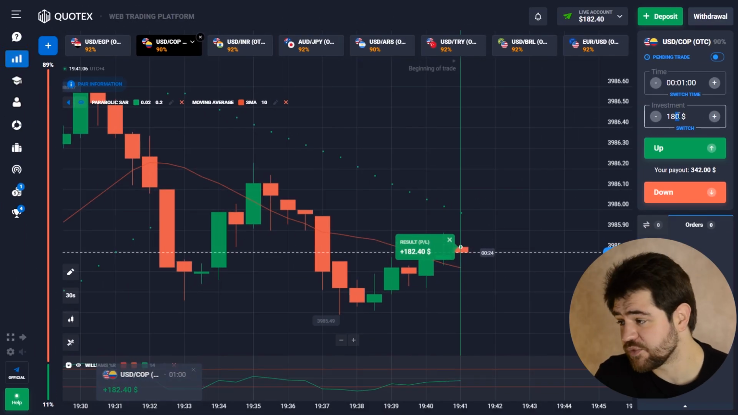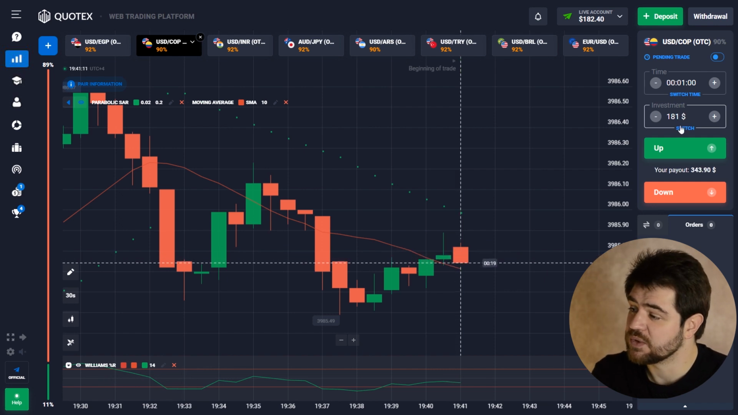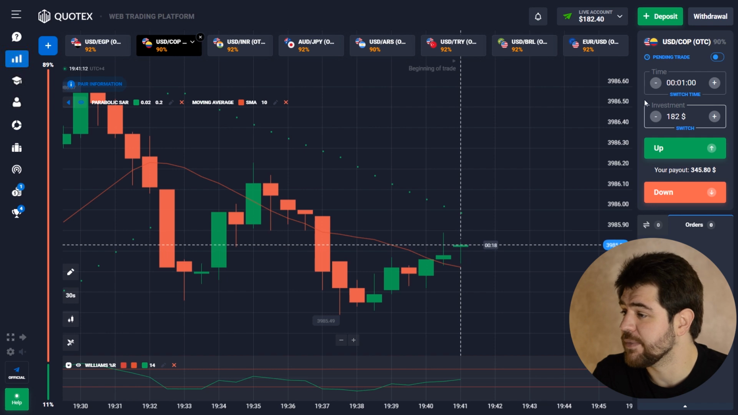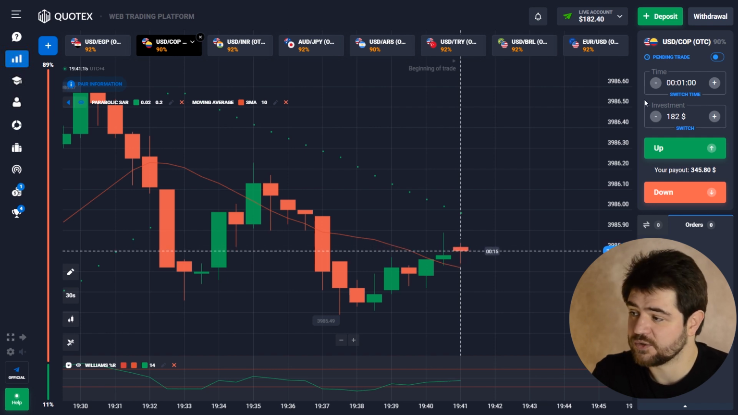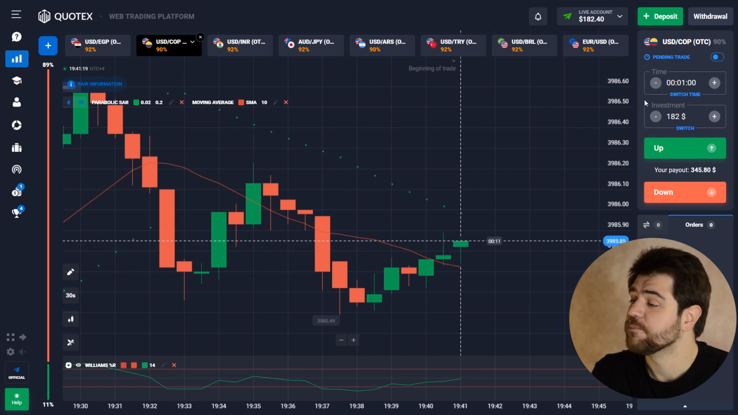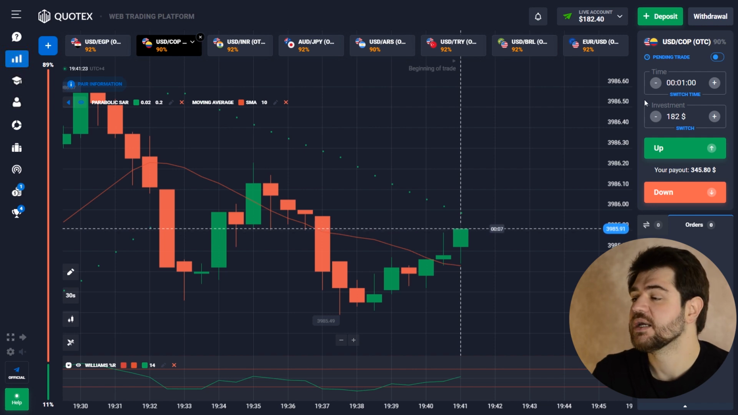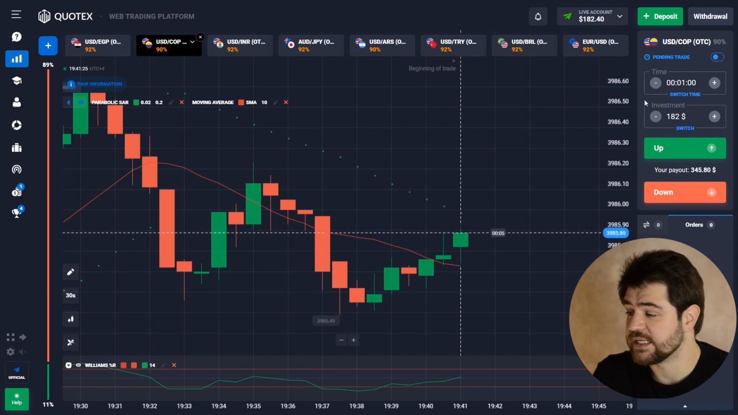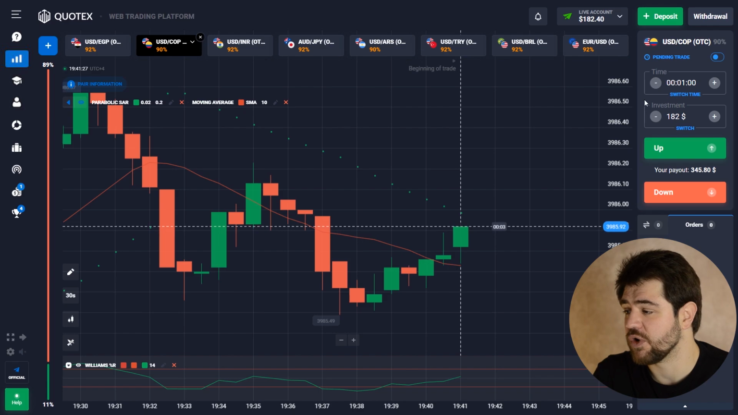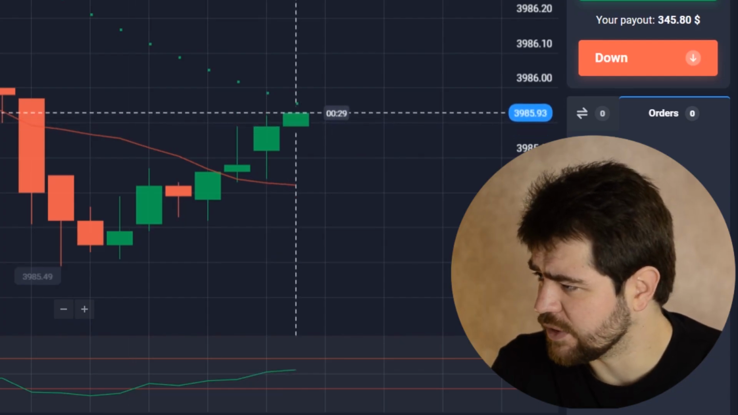Here we have the second profit and 90% payout, guys. So it's growing very much exponentially, as you can see. Let's put the entire balance towards the next option and keep pushing this exponential growth. So let's go, let's move on to the next option.